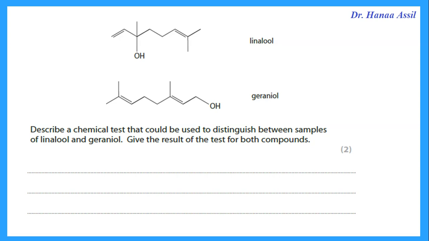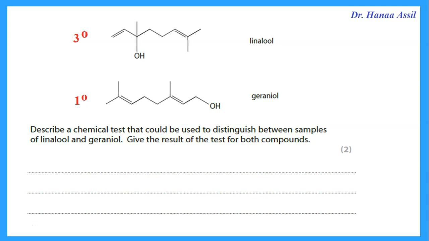Describe a chemical test that could be used to distinguish between these two compounds. Now, what is the difference between these two compounds? Both of them are alkenes, so we cannot use bromine water to distinguish between them, but one of them is primary and the other is tertiary alcohol. So that one on top is a tertiary alcohol. That is a primary. What can be used to distinguish between a tertiary and a primary?